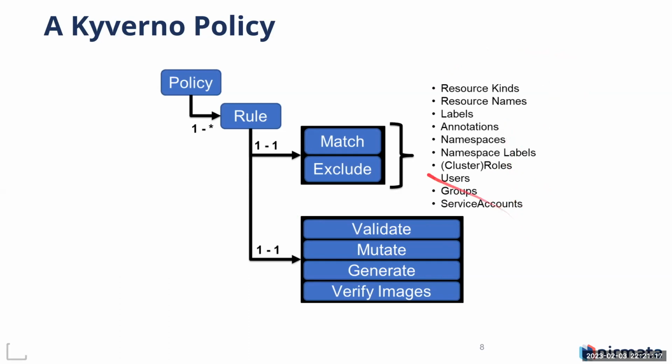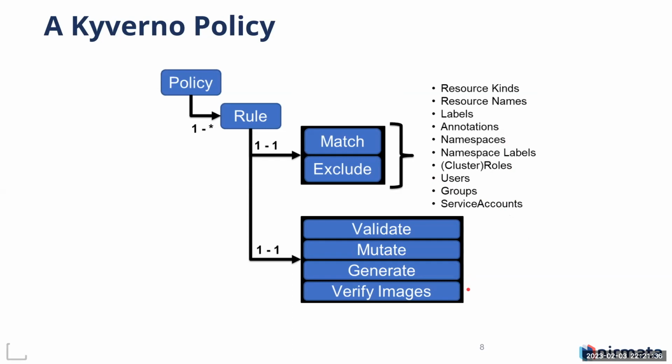Inside of that rule, you also declare what type of behavior you want. If it's validation, you're going to validate a resource. That's the yes or no behavior. If it's a mutate rule, that means you're going to change the resource. If it's a generate, that means you're going to ask Kyverno to create some new resource for you based upon a definition that you provide.